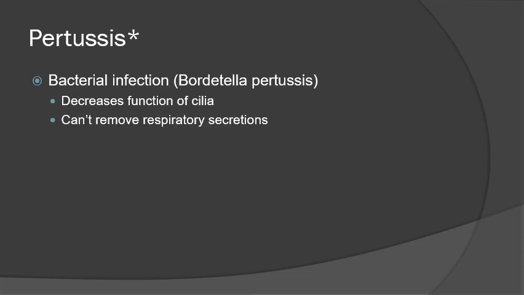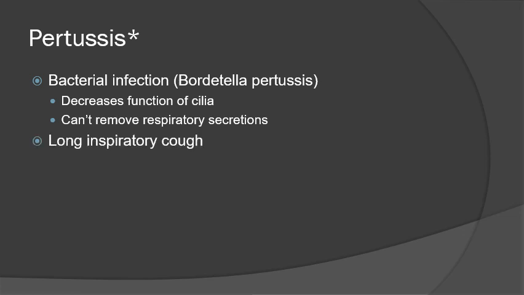So pertussis, or whooping cough, is a bacterial infection, and what happens with whooping cough is that you end up impairing the function of the cilia. In the respiratory tract, cilia are, again, those little hair-like projections. They work in filtering the air and helping move respiratory secretions. So the issue is if there's a problem with them, you're not going to be able to remove the respiratory secretions, and it's going to cause some further issues.